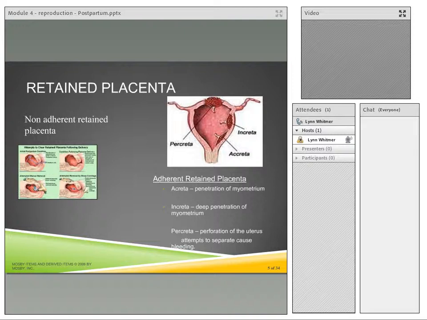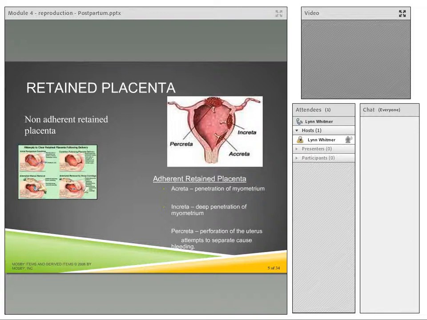Unfortunately, it doesn't always come out in one piece, and then we have the risk of leaving some fragments behind. So we would give her additional Pitocin or Methergine to make that uterus contract to force those pieces out. So a non-adherent retained placenta is a risk of bleeding and infection. The adherent retained placenta is much more serious, and often ends in surgical intervention of removing the uterus because the uterus will not stop bleeding.